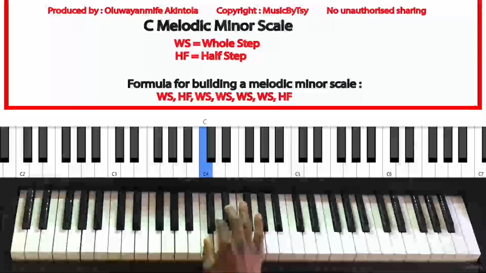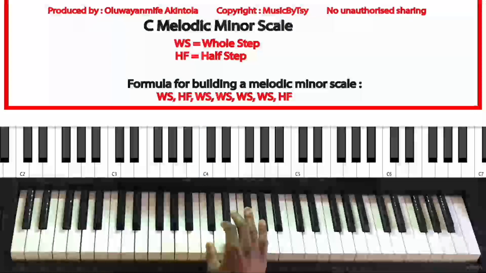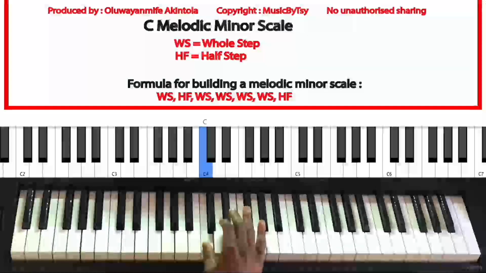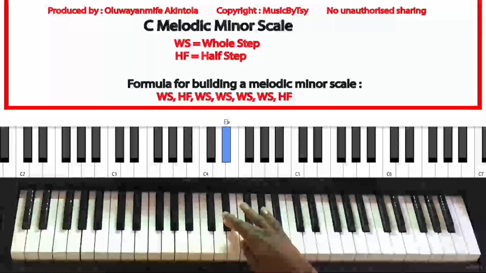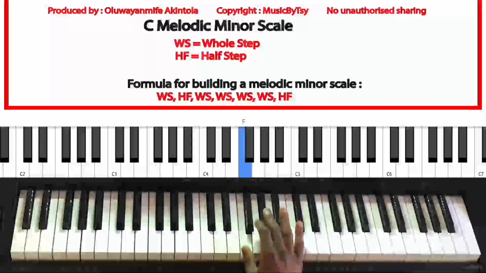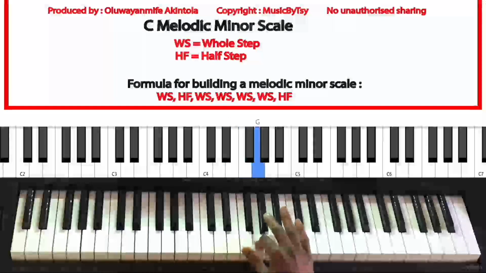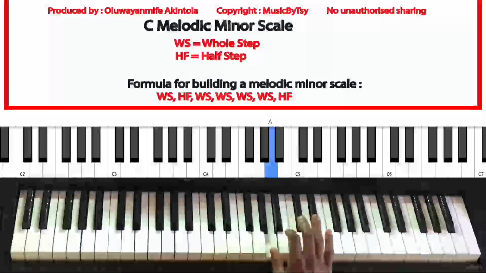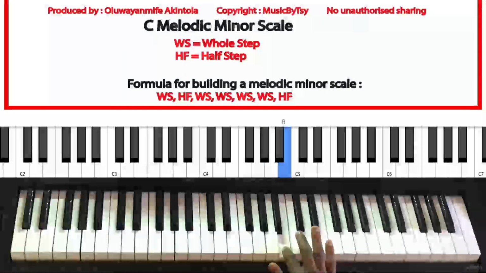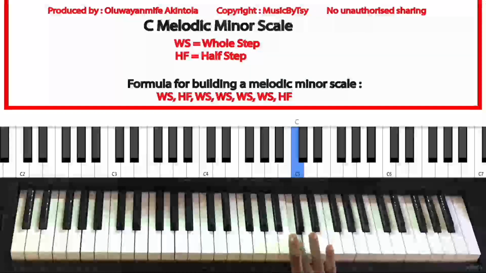So using the formula to build the C melodic minor scale, we're going to start from the key of C, and then we're going to take a whole step, and then a half step, and then a whole step, and then a whole step, and then a whole step, and then a whole step, and then a half step. See that? So yeah, that's it.